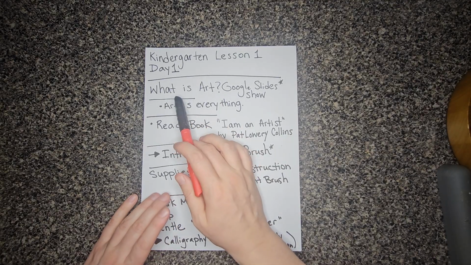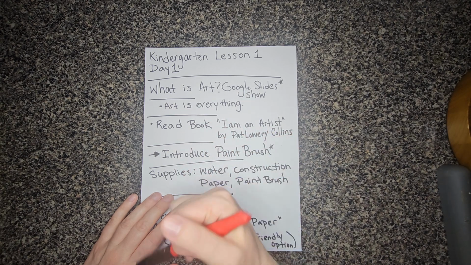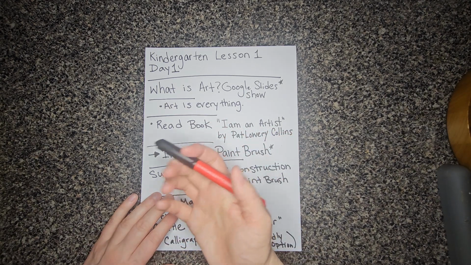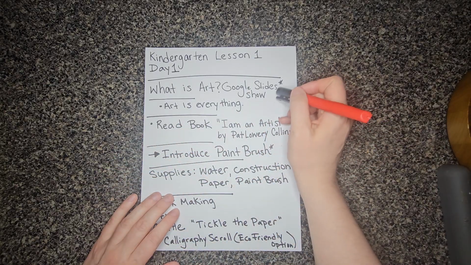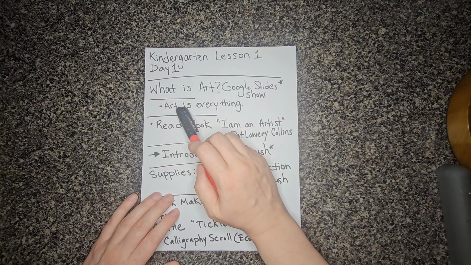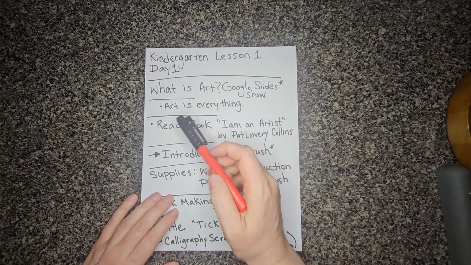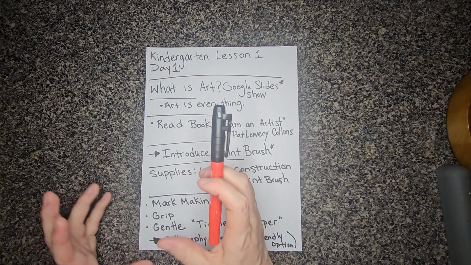I introduce myself, and then we do what is art, like a Google slideshow, because a lot of kids come into art class and their first question is, what is art class? So we do a Google slideshow presentation with just images. And the whole point is that everything is art. They are art, nature is art, the furniture is art, that everything around them is art.